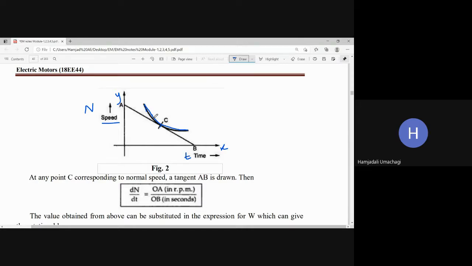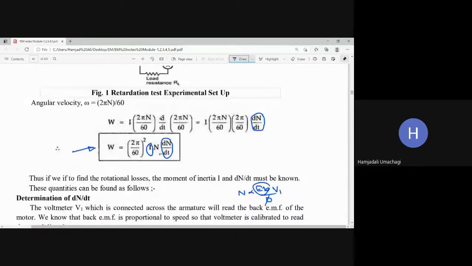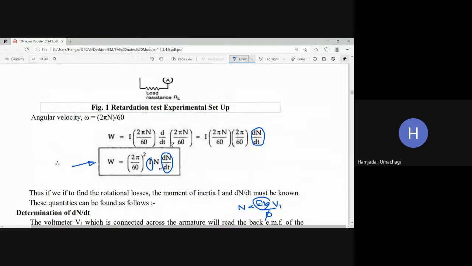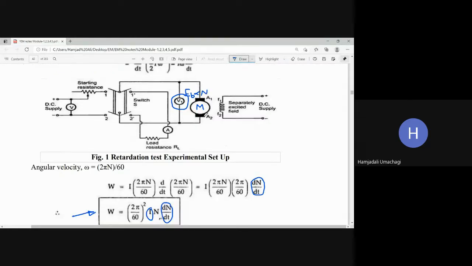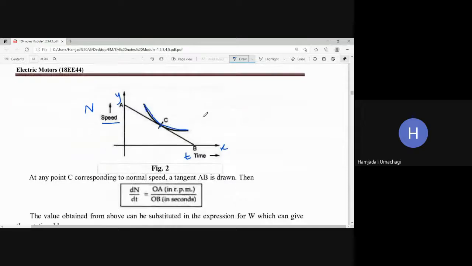Now, if I take any particular point C on this curve and draw the tangent AB to it, how do we get dN by dt? I am interested in calculating the rate of change of speed with respect to time. The rate of change of speed you get with the help of the voltage V1, where V1 is reading the back EMF, and back EMF is directly proportional to the speed. So once you keep noting down the V1 value with respect to time, that V1 is the back EMF, which is correlated to the speed.